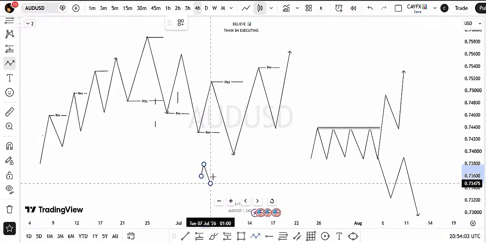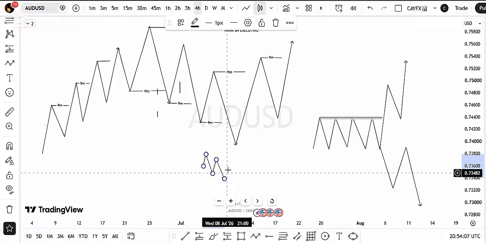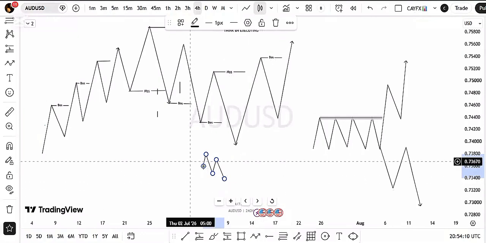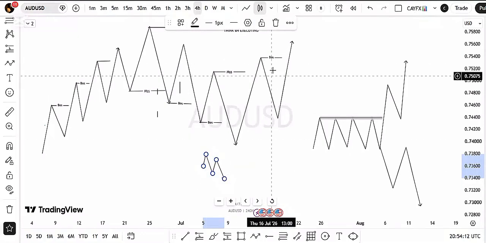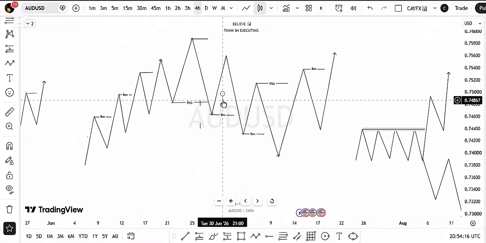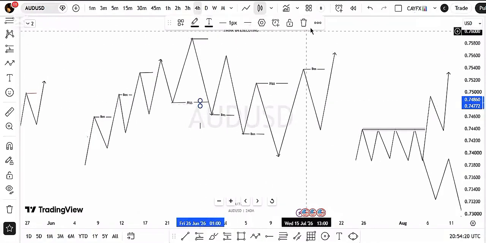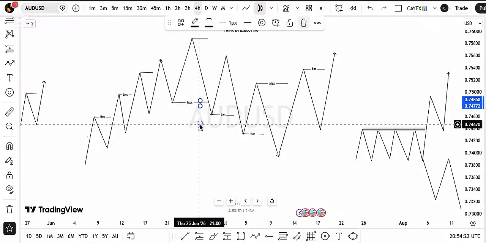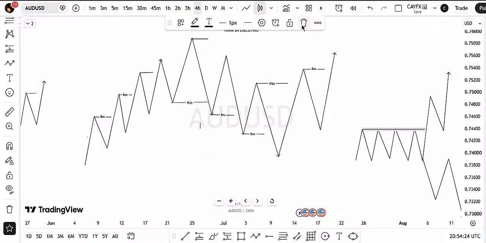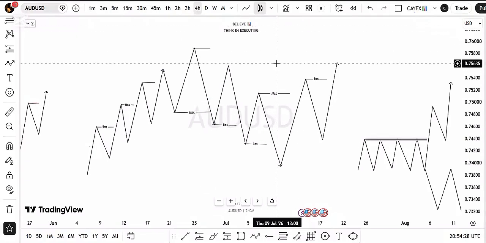The market gives you a sense of lower high, lower low, lower high, lower low. Alright. So this is the basic market structure you need to understand as a beginner in the forex market. And this is what I learned. These are the basic things I learned when I started my trading journey.